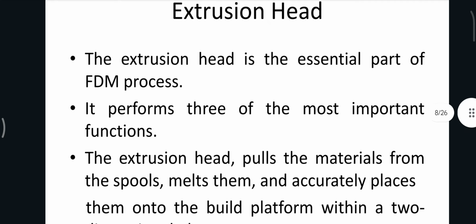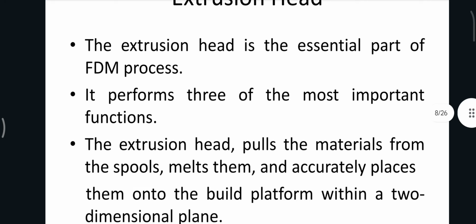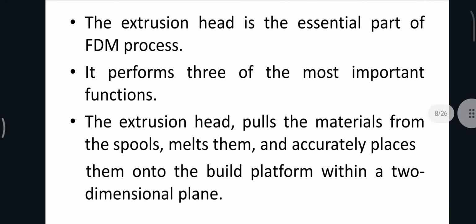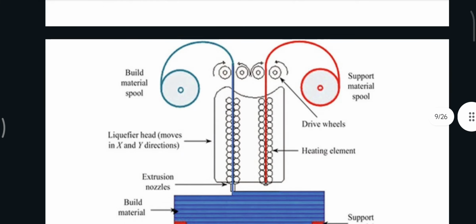Extrusion head. The extrusion head is an essential part of the FDM process. It performs three of the most important functions. The extrusion head pulls the material from the spool, melts it, and accurately places it onto the build platform within a two-dimensional plane.